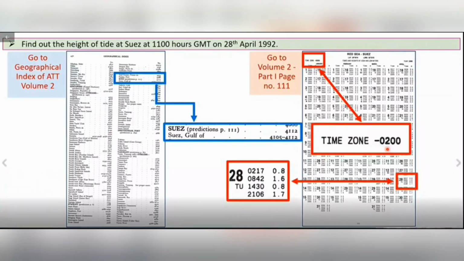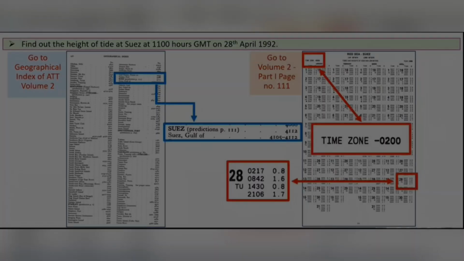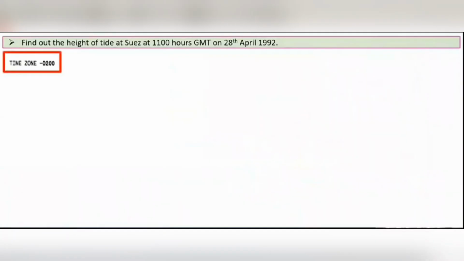Okay, let's move ahead. Now, these times here would be in the Suez Standard Time, or the Egyptian Standard Time, and if we have to deal with GMT, we'll have to convert GMT into the standard time of Suez before we can continue with our calculations. So we just saw that the time zone for Suez is -2. Tide required is for 1100 hours GMT. So we'll have to convert GMT into Suez time.